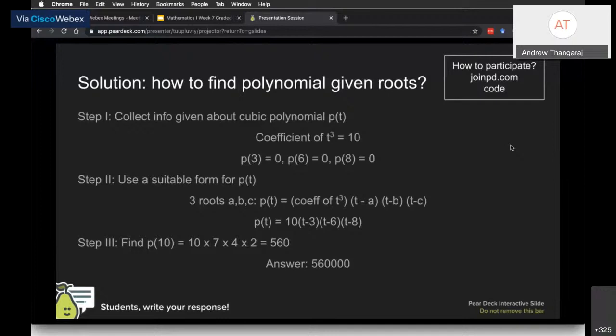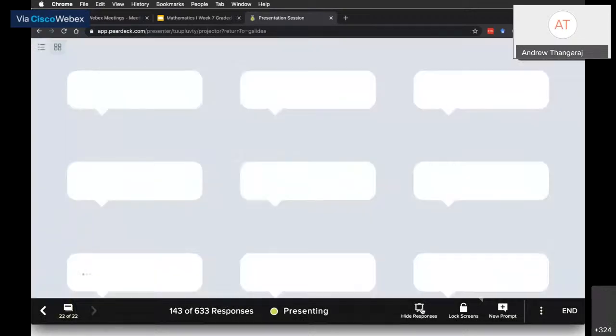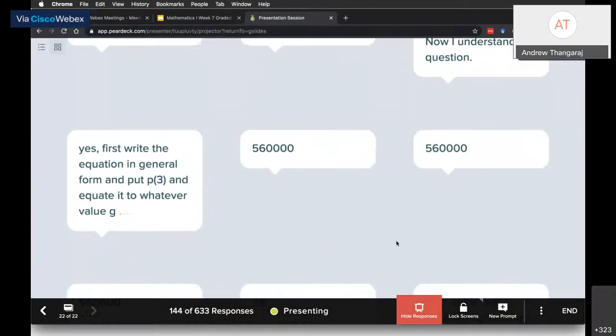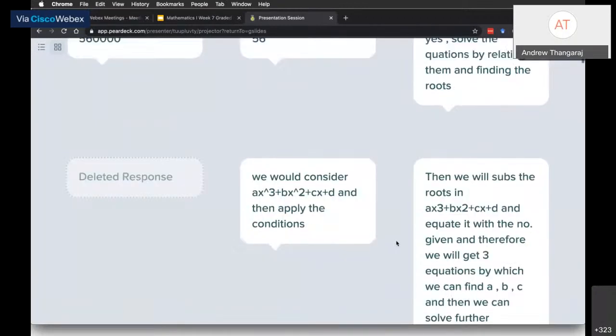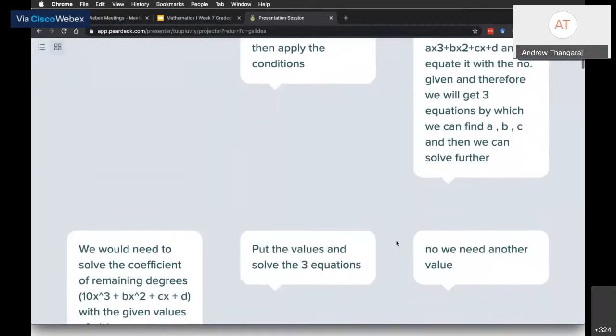Okay, so not too many questions. So let me just quickly see the responses here. Now I understand the question. Right, the general equation, put P of 3 equal to whatever is given. Okay. I think most people have got the idea.